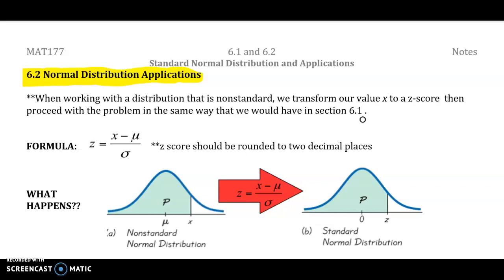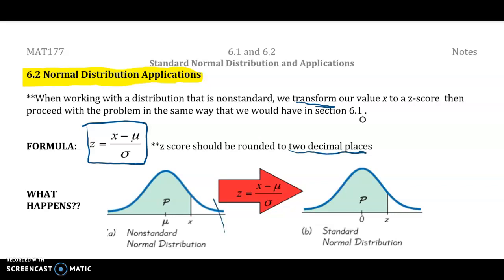When we have a distribution that's not standard, meaning it's not centered at zero with a standard deviation of one, we can perform a transformation on our data to take our x values and turn them into something called a z-score, and we have a formula to do that. A z-score should be rounded to two decimal places as a rule. And this is what happens with a z-score.